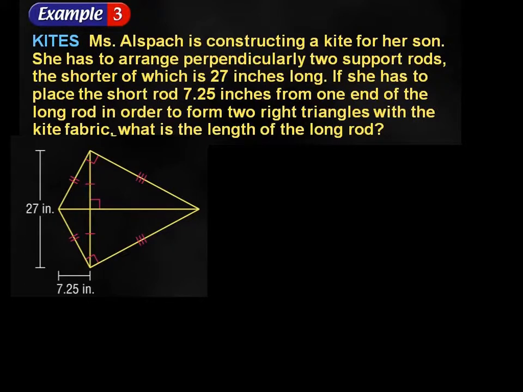Miss Owlspatch is constructing a kite for her son. She has to arrange two support rods perpendicular, the shorter of which is 27 inches long. If she has to place a short rod 7.25 inches from one end of the long rod in order to form two right triangles with the fabric, what is the length of the long rod?